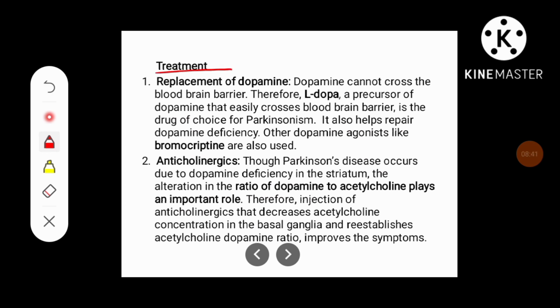Treatment for Parkinsonism. The dopamine has to be replaced. The dopamine cannot cross the blood-brain barrier. Therefore, L-dopa, a precursor of dopamine that easily crosses the blood-brain barrier, is the drug of choice for Parkinsonism. It also repairs dopamine deficiency. Other dopamine agonists like bromocriptine also can be used.